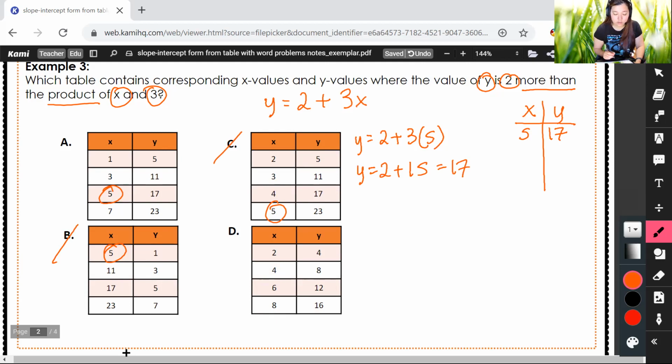Now, we don't know if the answer is A or D because D does not have 5 as one of the x values, but we have managed to narrow it down to 50-50. So if you were to just guess right now, don't recommend it, but if you were to just guess right now, you'd have a 50-50 chance.